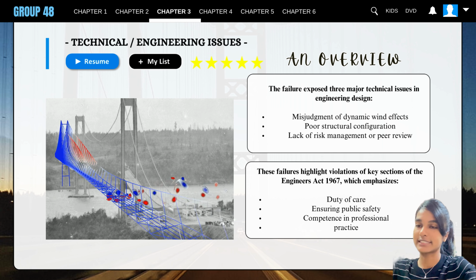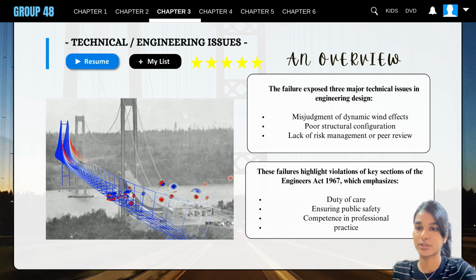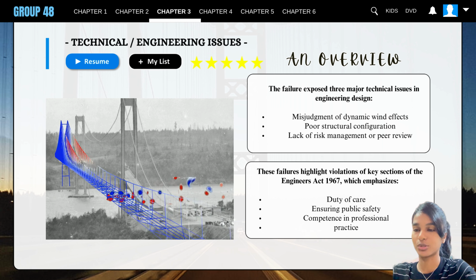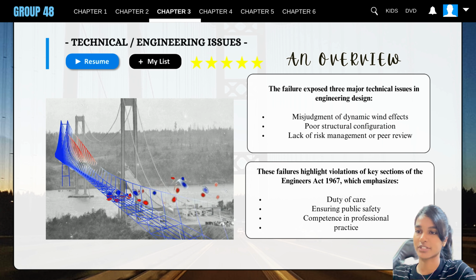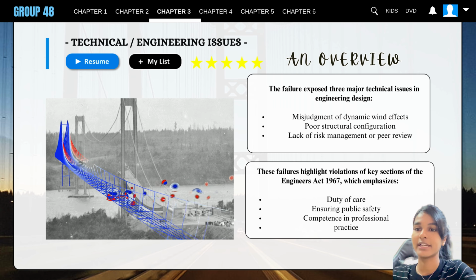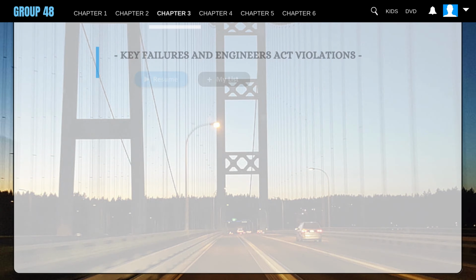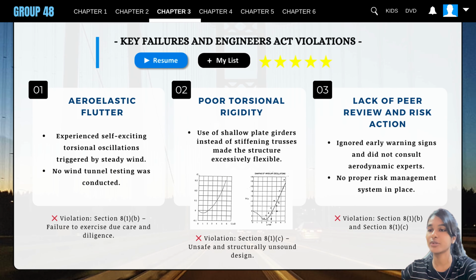Chapter 3 outlines the key technical reasons behind the Tacoma Narrows Bridge collapse in 1940. Although innovative, the bridge failed due to serious design flaws. These include aerodynamic instability, lack of structural stiffness, and poor risk handling, each violating key sections of the Engineers Act 1967. The first issue here was the aeroelastic flutter, where steady wind caused violent twisting.